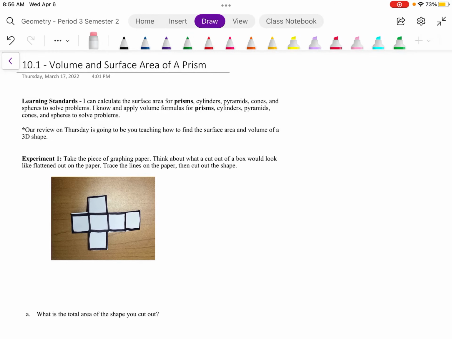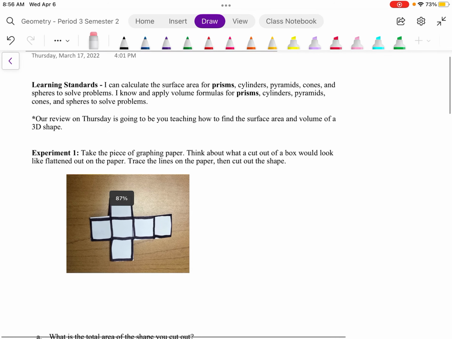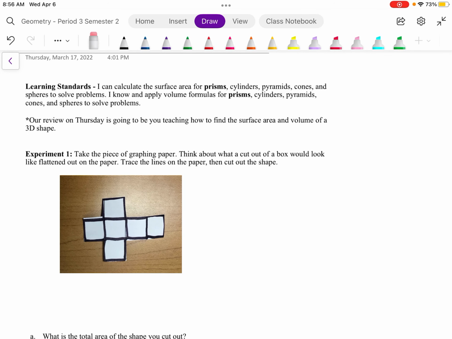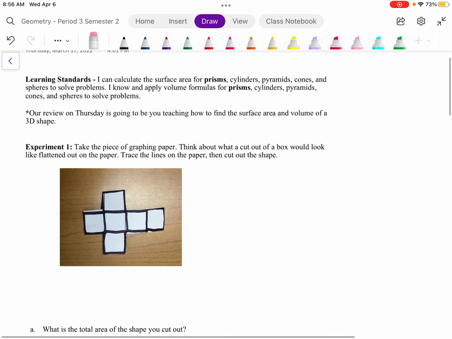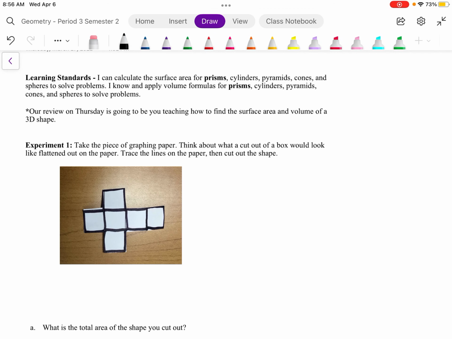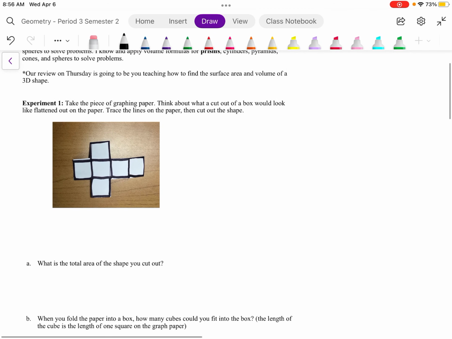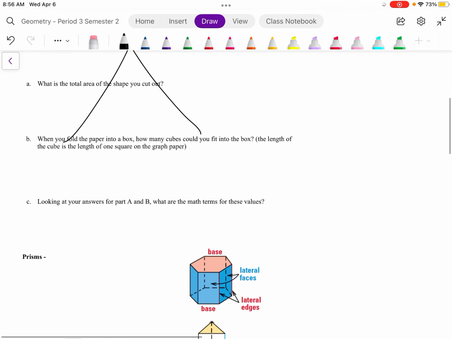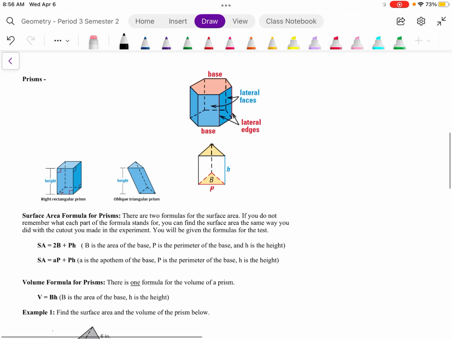Hello, template 1 is on volume and surface area of a prism. So our learning standard is that we can calculate the surface area for prisms, and we're also going to know and apply volume formulas for prisms as well. Because you are watching the notes, we're going to skip this experiment 1, and we're going to just jump right into our notes for today.